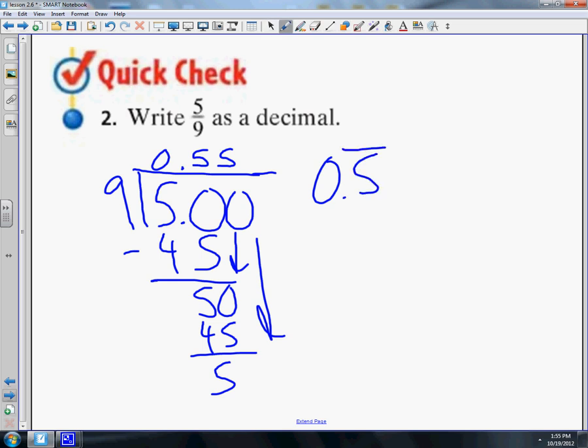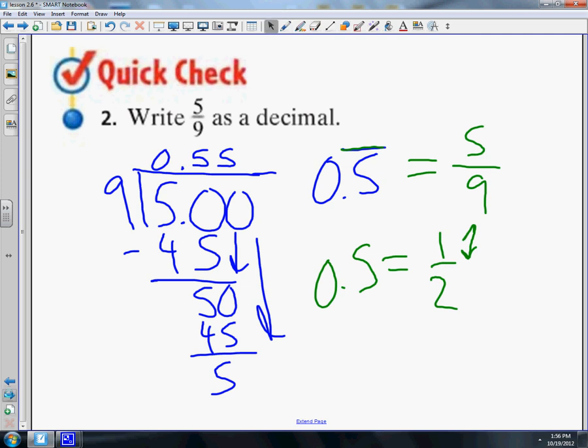Something important to remember here is this repeating sign. You don't want to forget it, because there is a big difference between 0.5 repeating, which is 5/9, and 0.5, which is 1/2. Two very different numbers. So when you're writing these out, the little bar over the 5 to indicate that it's repeating is very important.